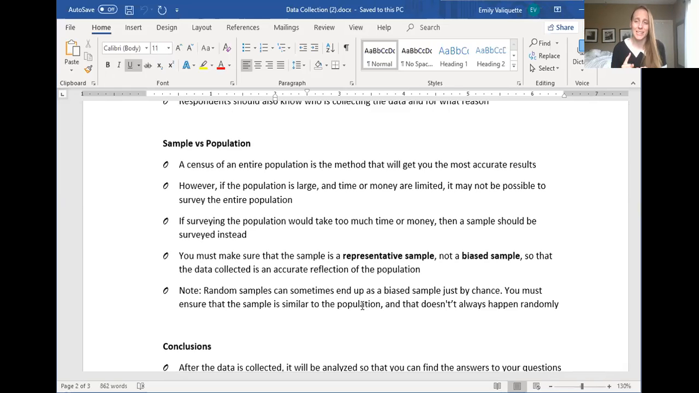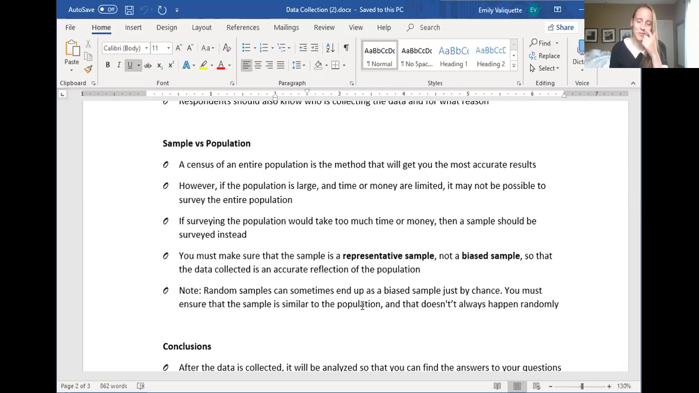Populations are really expensive and really time consuming to ask everyone if they're large. And so that is one reason, or two reasons, I guess, why you would do a sample instead. If you have a limited amount of time and a limited amount of money, do a sample instead. If that's the case, just make sure it's a representative sample, that it's not biased, so that it can be as accurate as possible. It is important to note that random samples are not as good as representative ones because sometimes just by random chance, your random sample ends up biased.